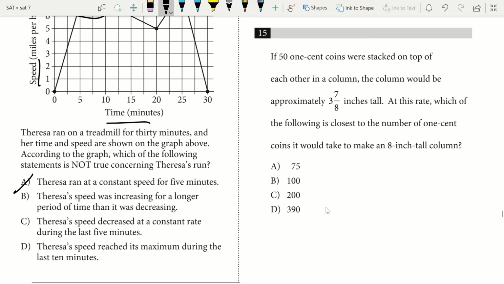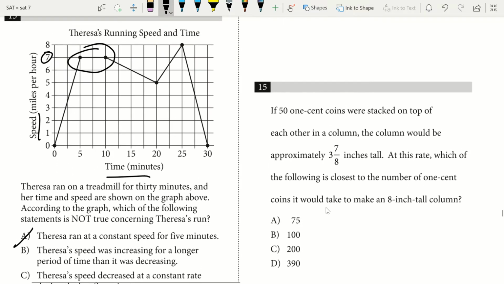Teresa's speed was increasing for a longer period of time than it was decreasing. All right, well, I see I increase from 0 to 5, which is represented by this slope going up. I see I decrease then from 10 to 20, so I'll go negative 10 there. We've got plus 5 here. And then I see I have an increase from 20 to 25, so I spend 5 minutes increasing. And then I see I decrease from 25 to 30, so I go down 5, decreasing there. I see my plus 5 and my minus 5 cancel.